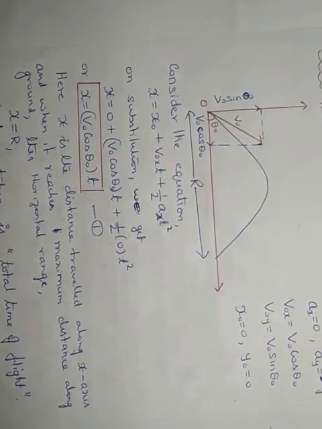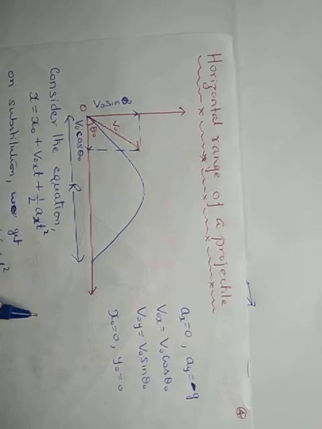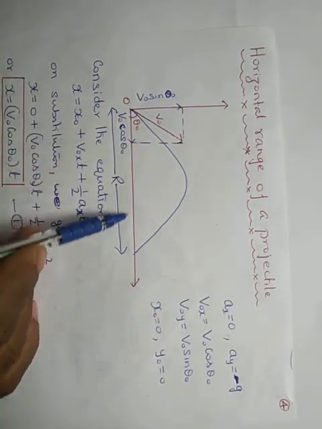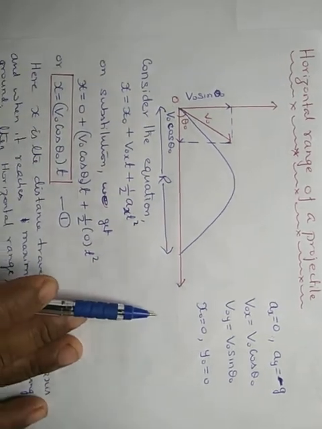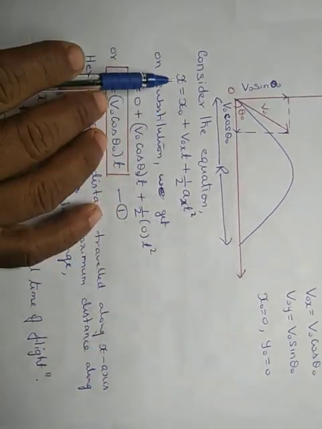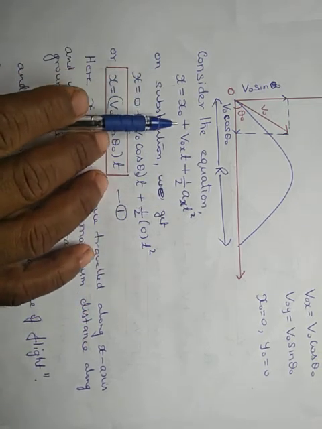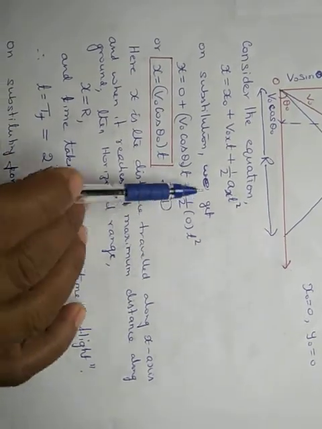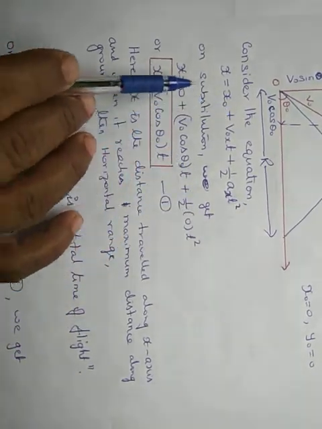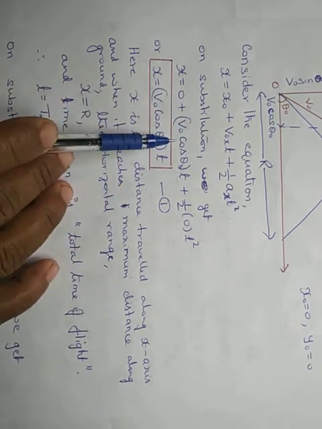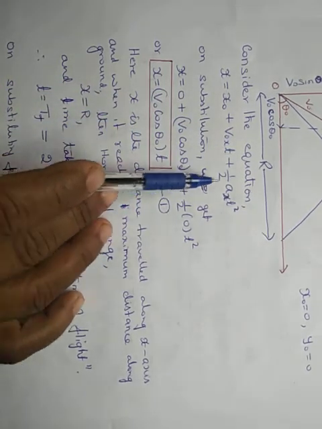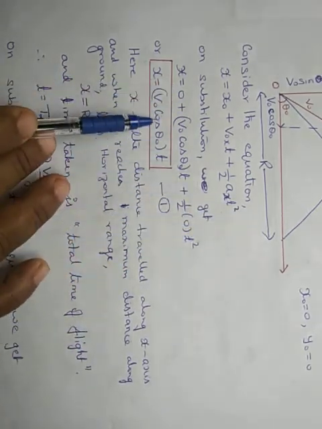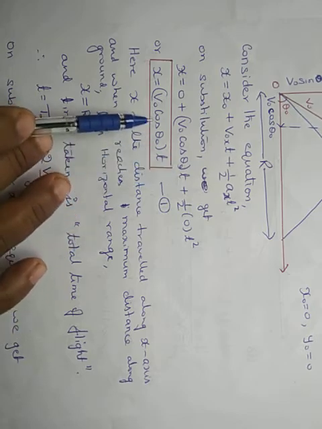See once again, we have to find the horizontal range of a projectile, how much distance it covered along the x-axis. So you have to consider the equation of x, that is x equal to x naught plus V naught x t plus half Ax t square. Substituting, we get x naught is 0, V naught x is V naught cos theta naught into t, plus half into Ax, 0, into t square. This term cancels, and you get V naught cos theta naught into t.